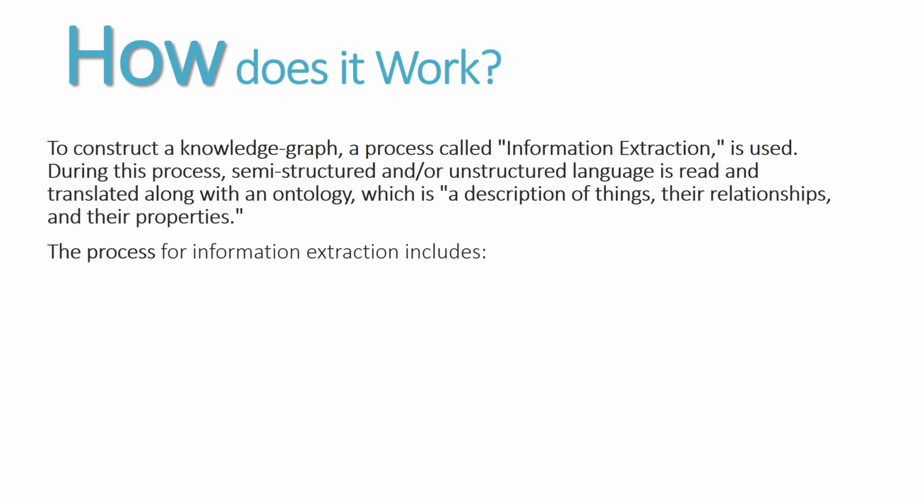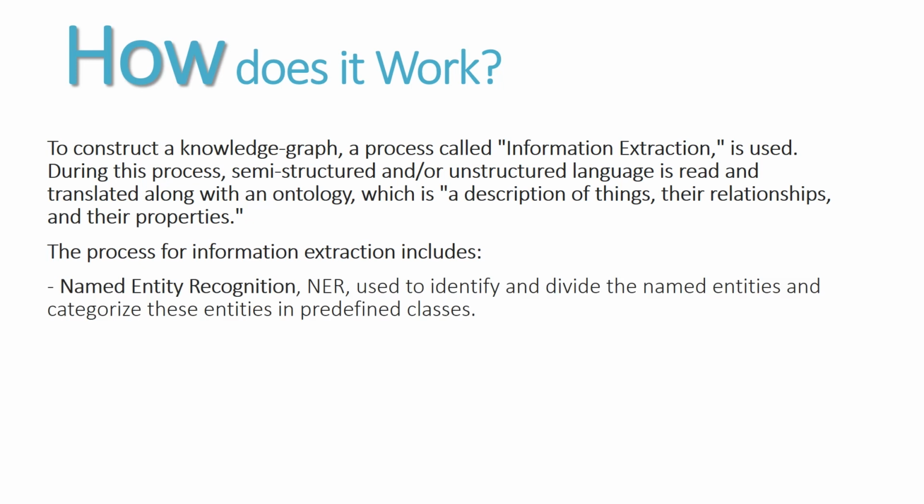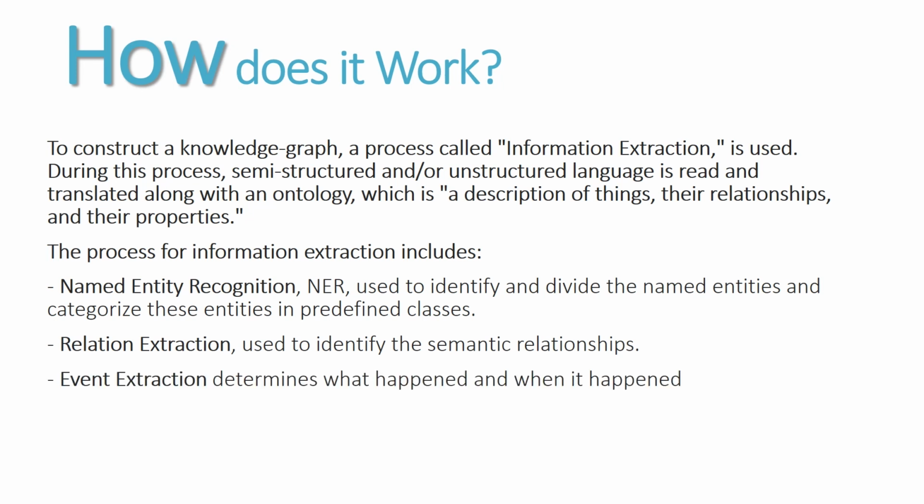The process of information extraction includes named entity recognition, which is used to identify and divide the named entities and categorize these entities into predefined classes; relation extraction, used to identify the semantic relationships; and event extraction, which determines what happened and when it happened. The next step in constructing a knowledge graph is entity resolution, which entails linking entities in data to real world data.